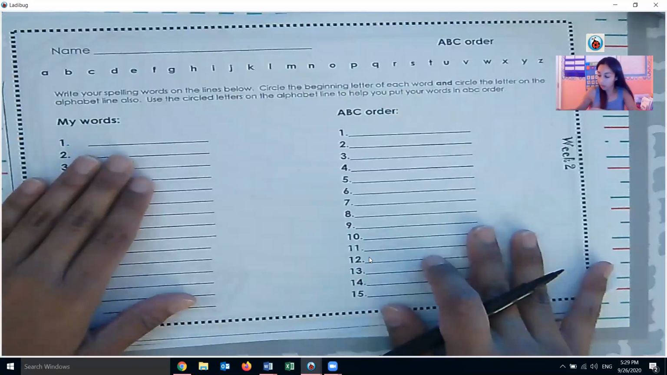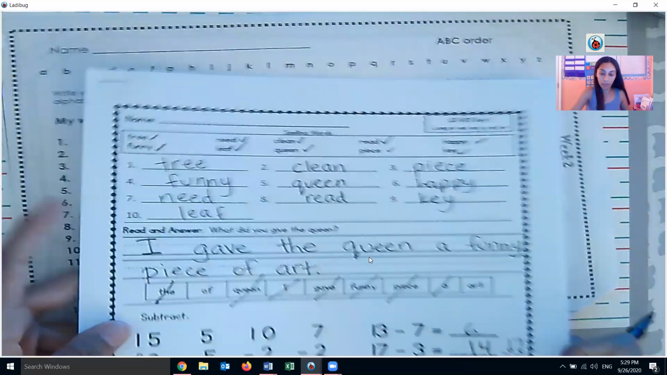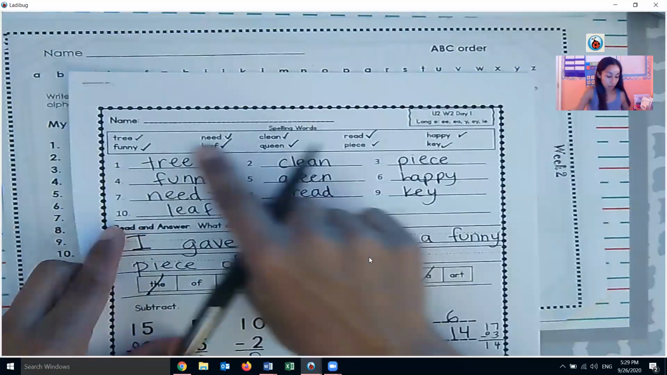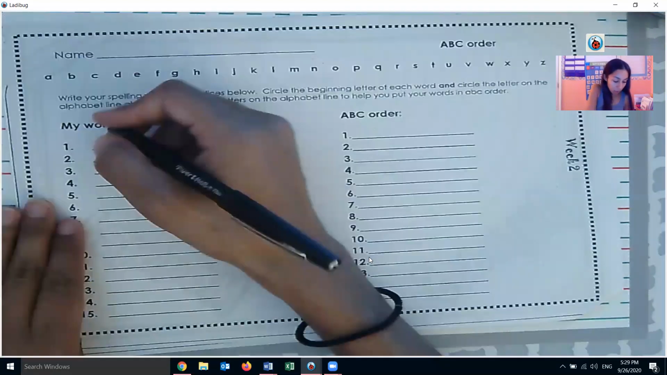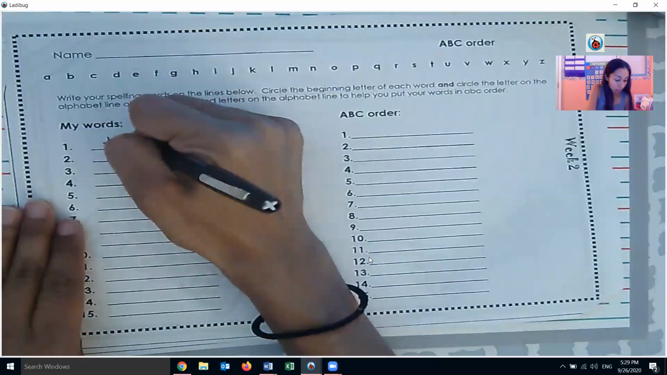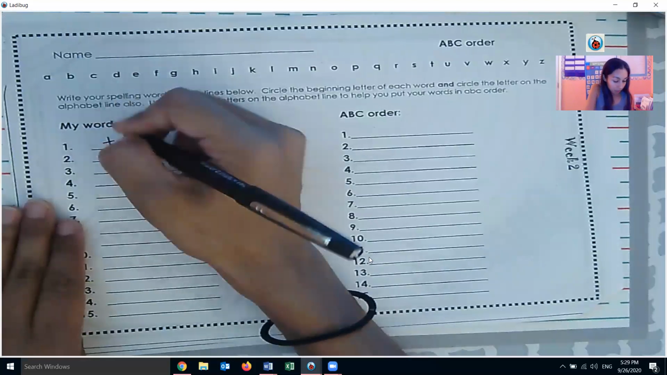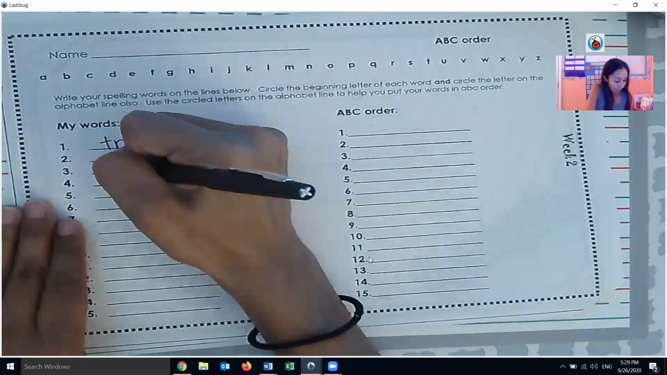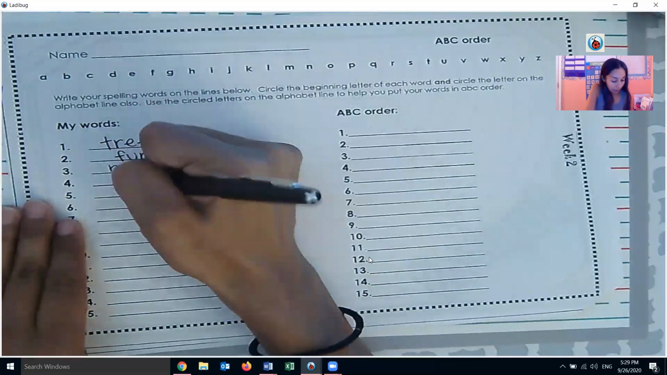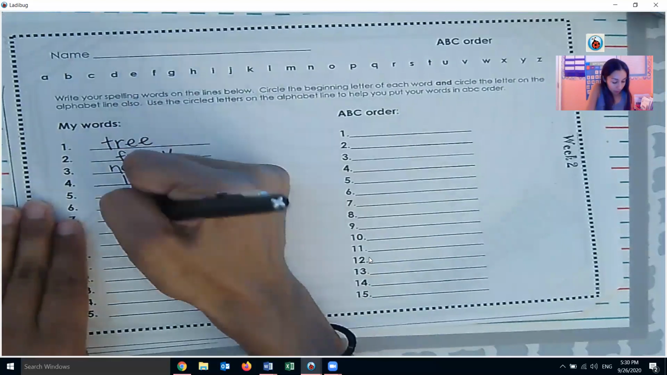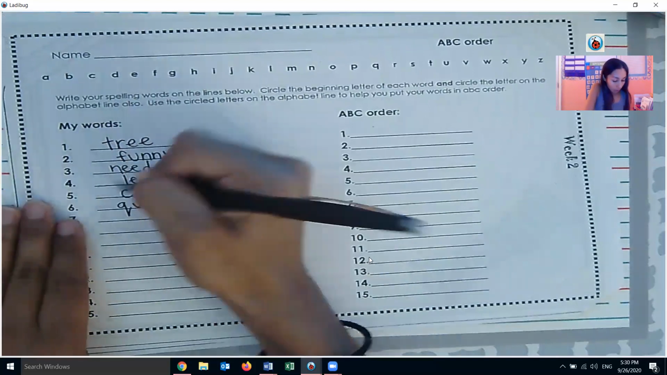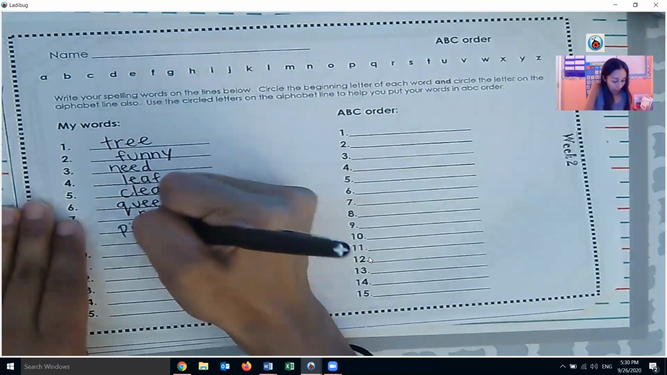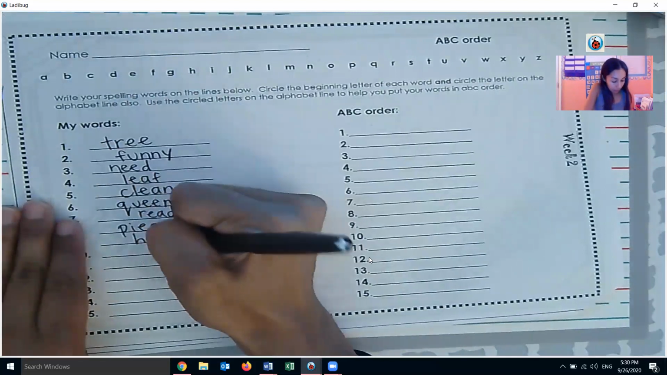So my words, I'm going to grab them from the piece I just did from Daily Packet. These are my spelling words up here. So I'm just going to write them in no particular order here. Just writing them down to make my key. So I have tree, funny, need, leaf, clean, queen, read, peace, happy, key.